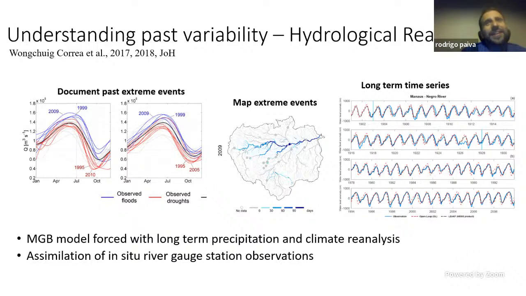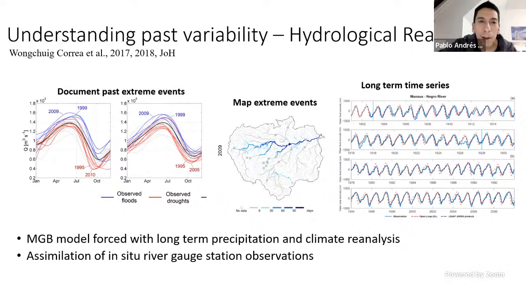And he's also evaluating the capability of hydrological models in detecting changing flows and droughts. And it seems that hydrological models can sometimes be less sensitive than they should be. It's an ongoing work, so I don't have the details here. Okay, thanks Rodrigo for the response.